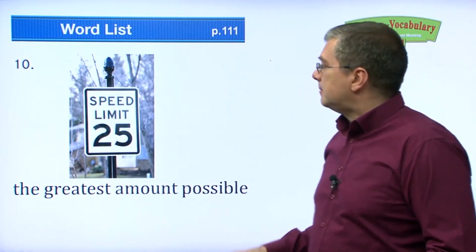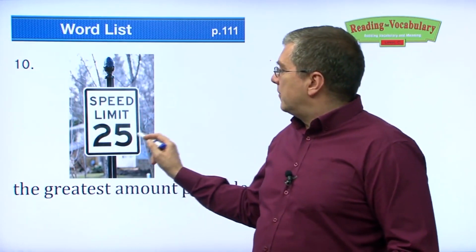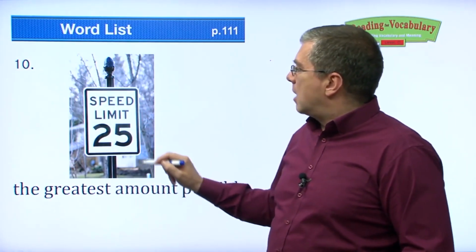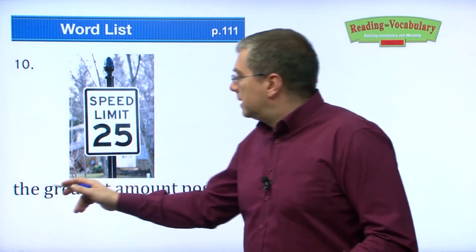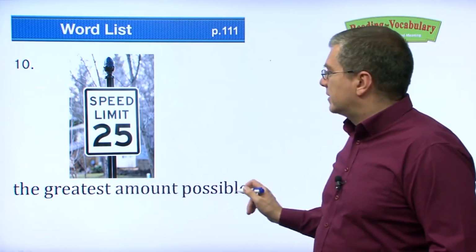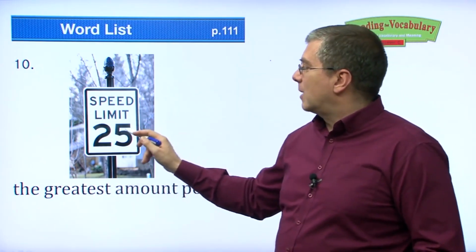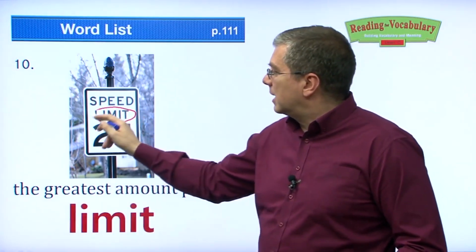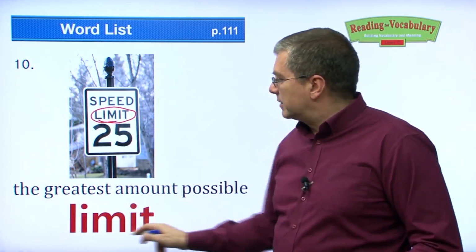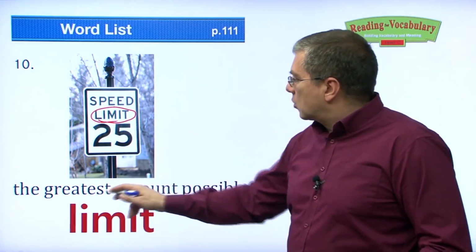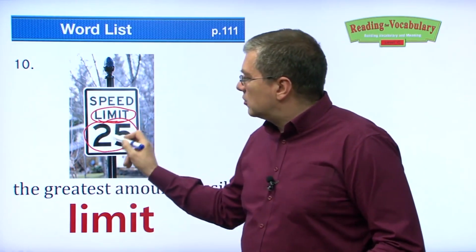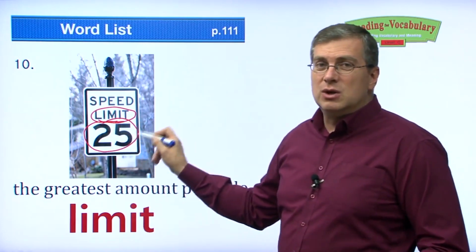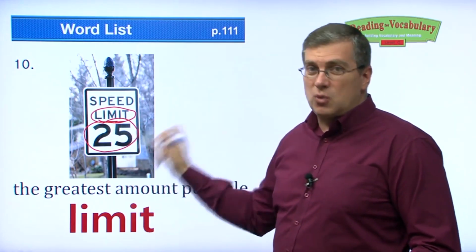Okay. Speed limit is 25 miles per hour. In Korea, you would say kilometers per hour. But it's the greatest amount possible. The word we're looking for is limit, right? So limit means the greatest amount possible. That means the greatest speed that you can drive in this area is 25.